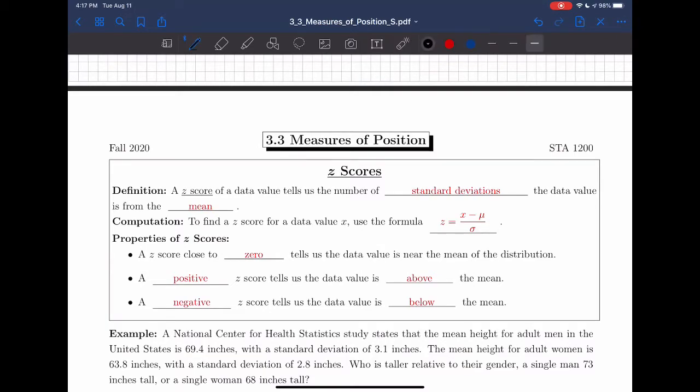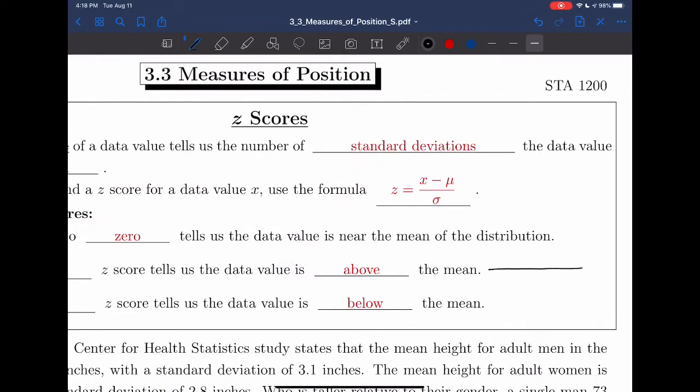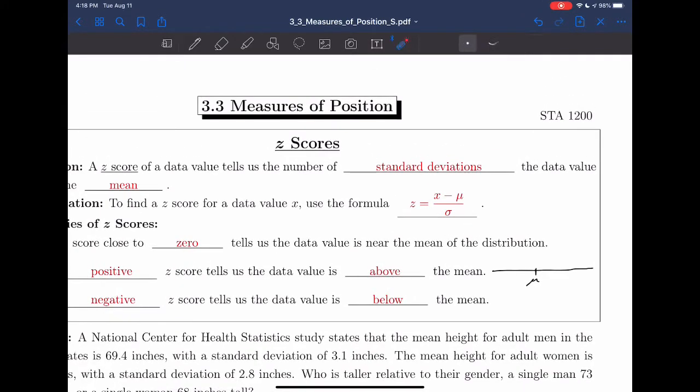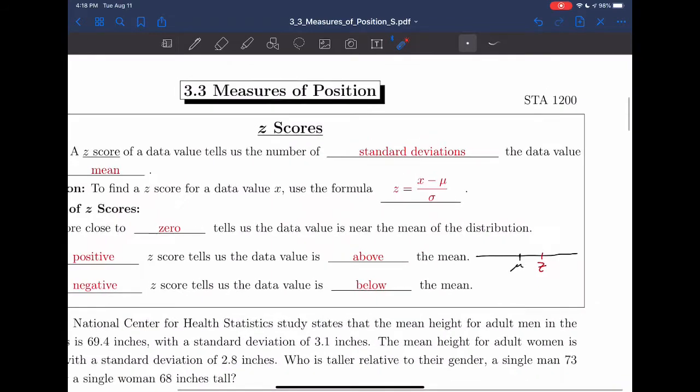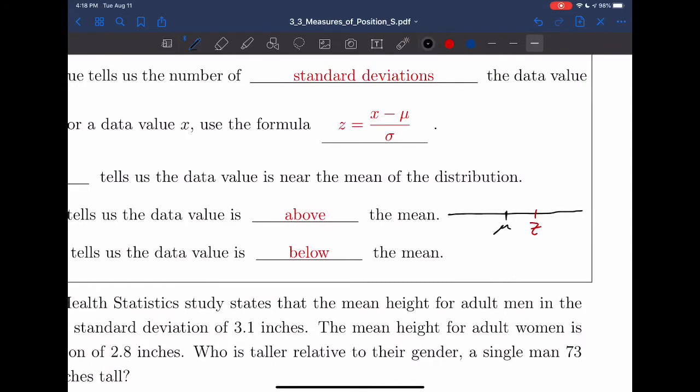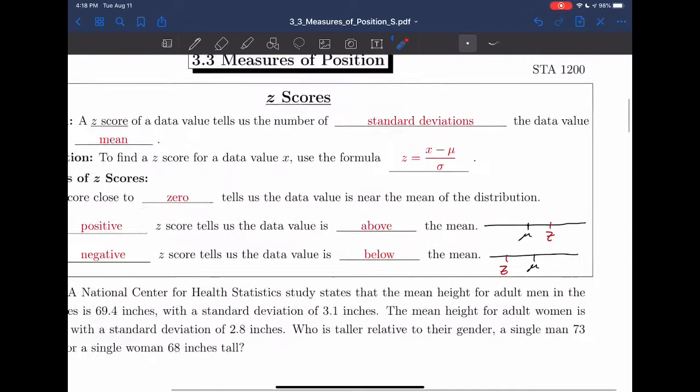Another way to think about this is to imagine a number line. Let's say right here, this is your mean. If your z-score is on the positive side, that means your z-score is above your mean. But if your z-score is on the negative side, visually, let's say this is your mean, your z-score is lower or below the mean.